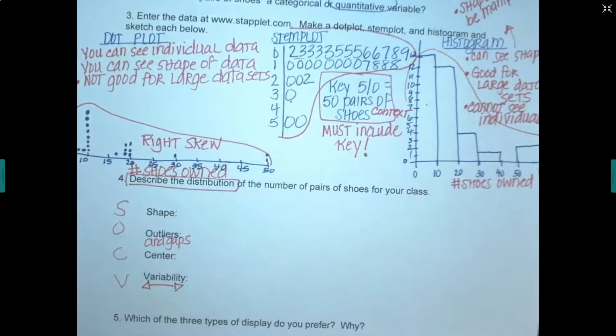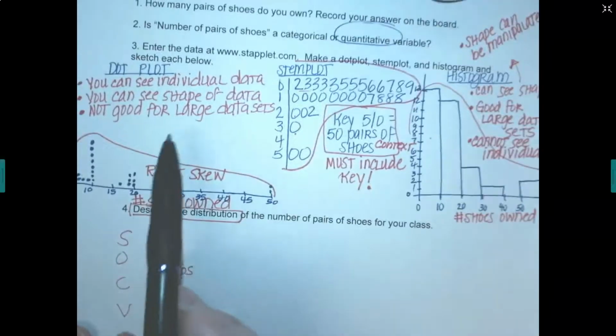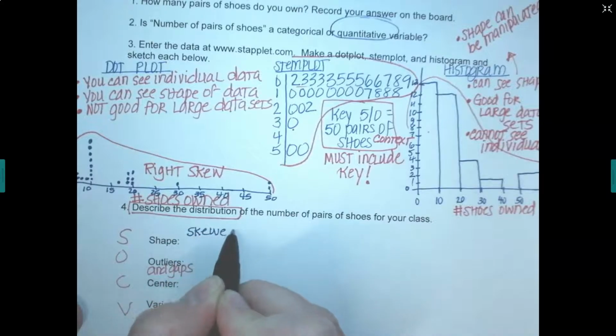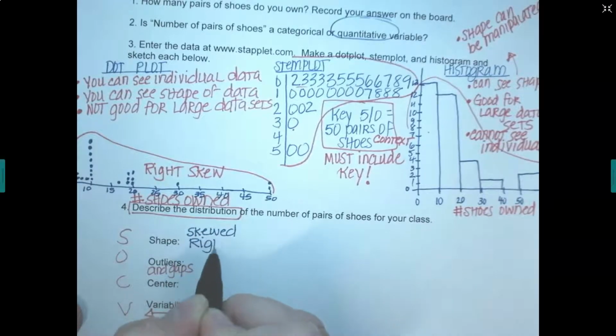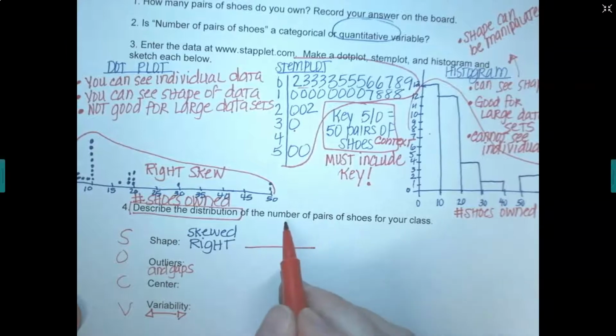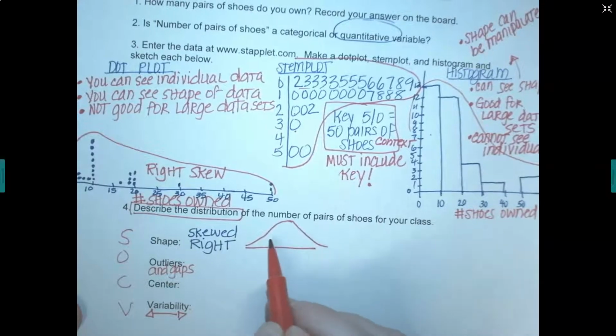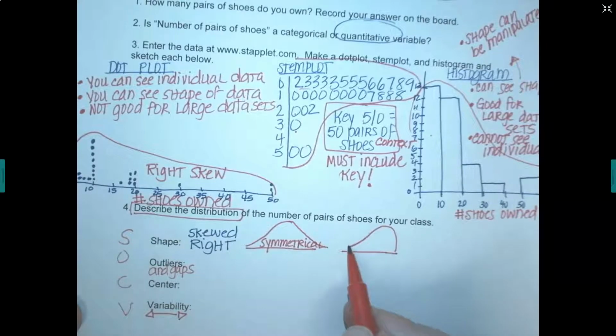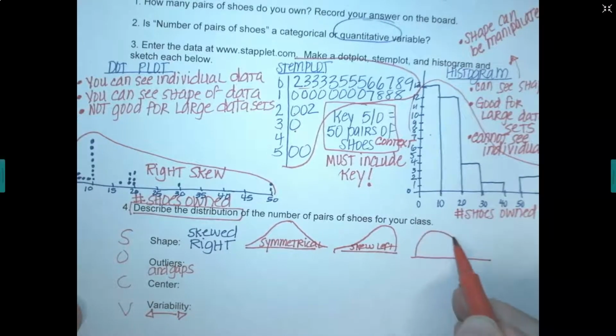Okay, so let's talk about this shape specifically. We said up here that it was a right skew. So we're going to say skewed right, right skew, same thing. Just depends on how you want to say it. Okay, there's 3 main shapes that we're going to deal with in AP Stats. We're going to have our symmetrical. It's more of your bell-shaped curve. We can have a skew left. And your tail is on the left, the majority is on the right, or you can have a skew right.